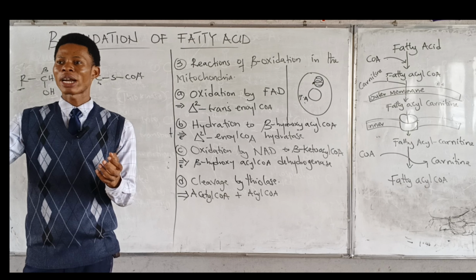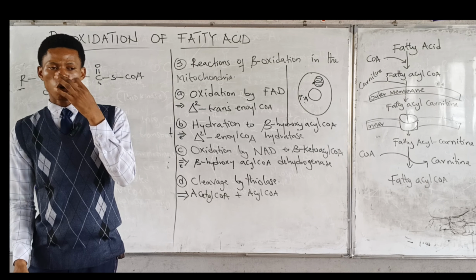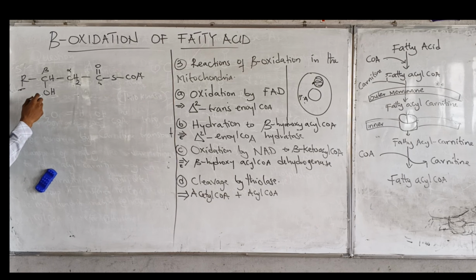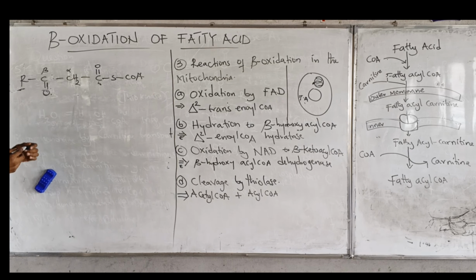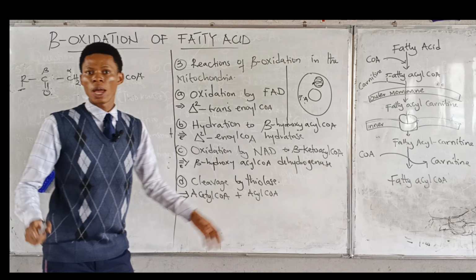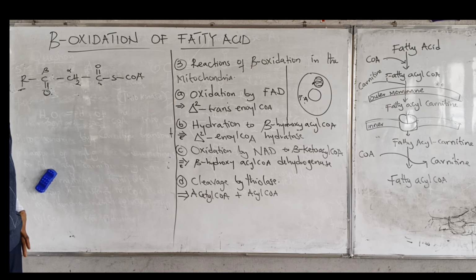If you oxidize a primary alcohol, you get an aldehyde, right? If you oxidize a secondary alcohol, you get what? A ketone, right? Now, NAD will come and oxidize this to a ketone functional group, resulting in the compound beta keto acyl-CoA. Beta keto because the keto functional group is on the beta carbon, right? So we've gotten beta keto acyl-CoA.